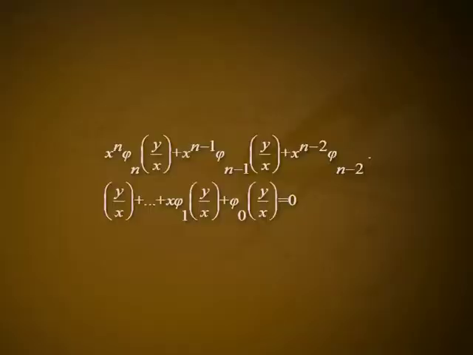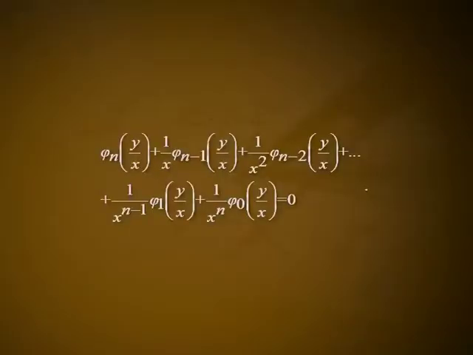We write ur in the form ur is equal to x raised to r into phi r of y by x, where phi r of y by x is a polynomial in y by x of degree r at most. So, we have x raised to n into phi n of y by x plus x raised to n minus 1 into phi n minus 1 of y by x plus x raised to n minus 2 into phi n minus 2 of y by x plus etc. plus x into phi 1 of y by x plus phi naught of y by x is equal to 0.